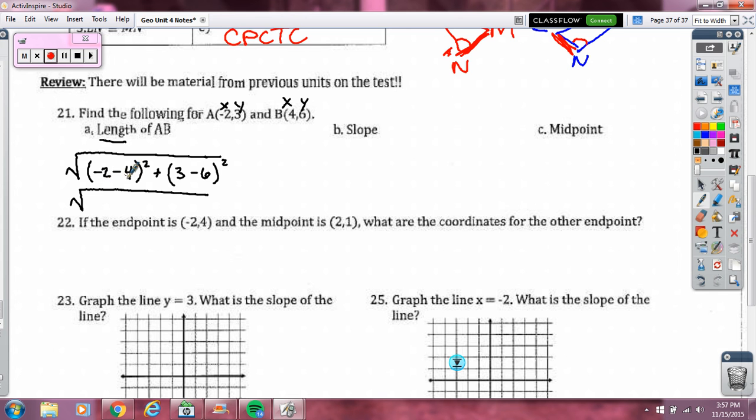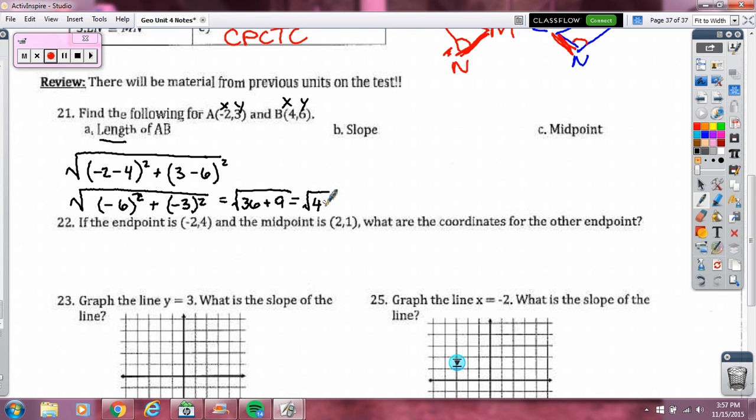So negative 2 minus 4 would put me at negative 6 squared. Notice the parentheses. Parentheses save lives, people. 3 minus 6 is negative 3. Squaring that, and then when I square anything, these negatives turn into positives. So I would have 36 and 9 under my little square root house. When I add those two together, I end up with 45.